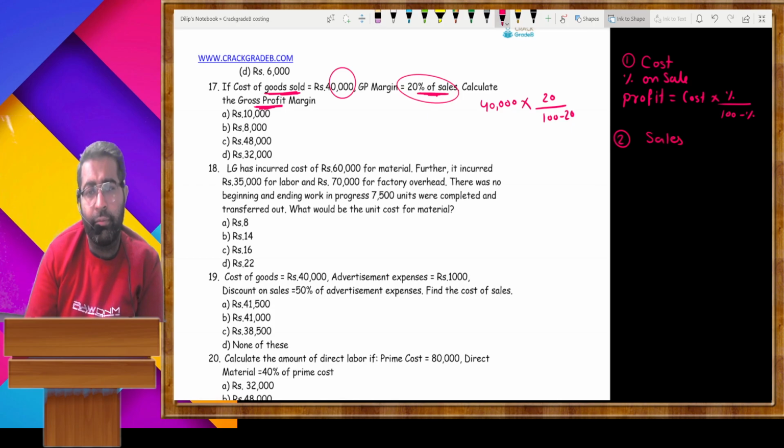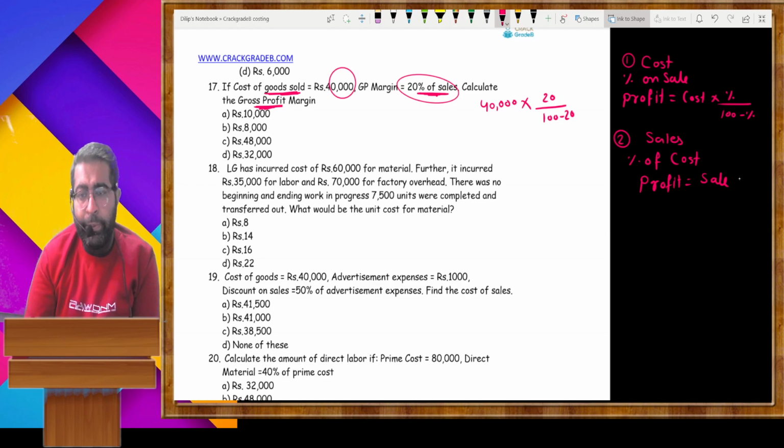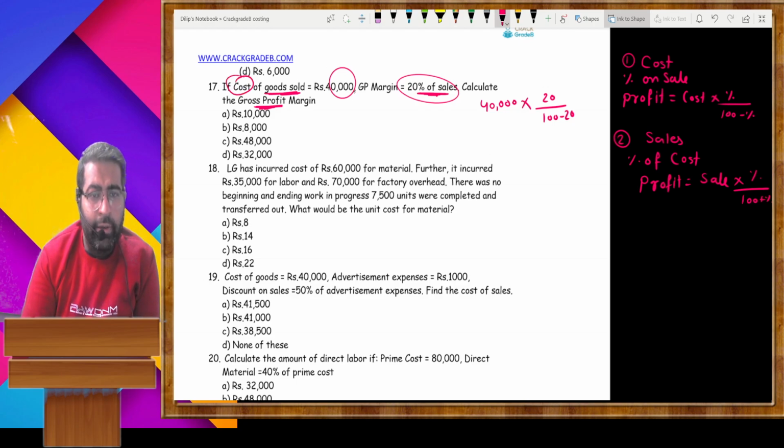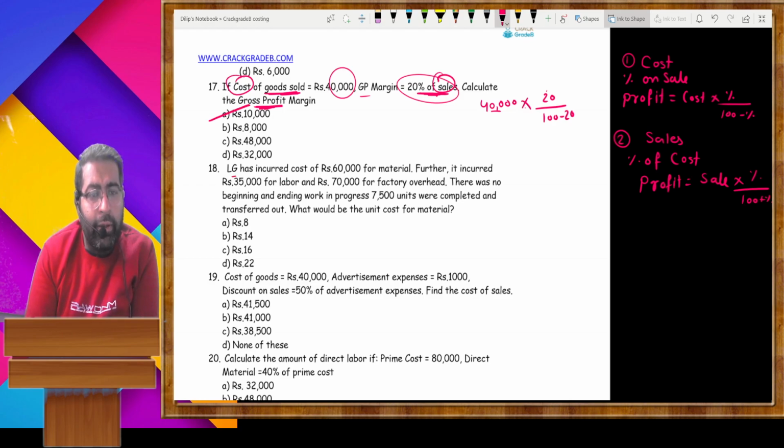Now, if sales is given and percentage on cost is given, for calculation of profit, what you have to do? Sales multiply by percentage divide by 100 plus percentage. Here cost is given and percentage given on sale, so we have 40,000 multiply by 20 upon 100 minus 20. Calculate it fast. 10,000 is the answer.